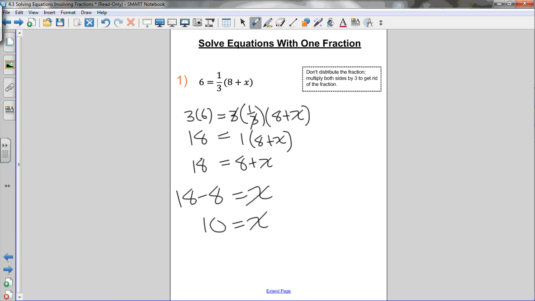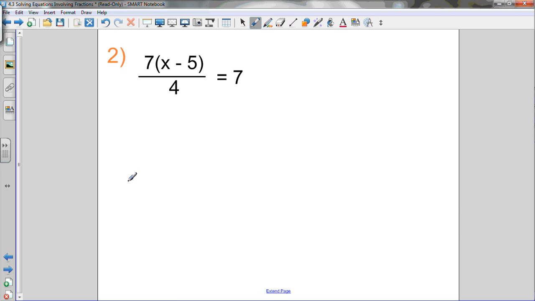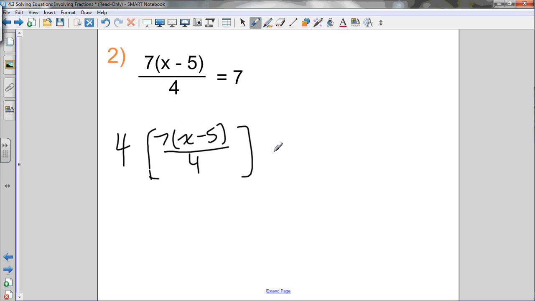Number 2. I've got a big fraction here. I have 7 times x minus 5, all over 4, equals 7. I want to get rid of this fraction in the first step. To get rid of a fraction, I just have to multiply both sides of the equation by the denominator. The denominator is 4, so I'm going to multiply the left side of the equation by 4. So I have 4 times 7 times x minus 5 over 4 equals 7 times 4. I multiply the right side by 4 and the left side by 4.